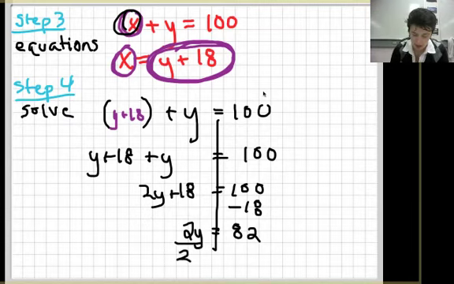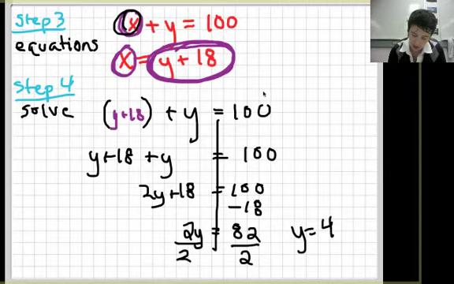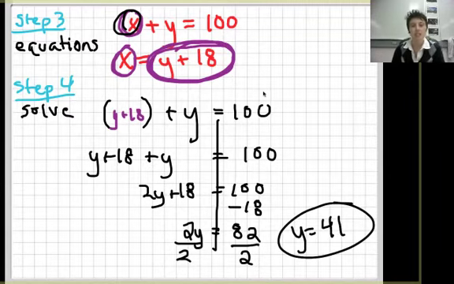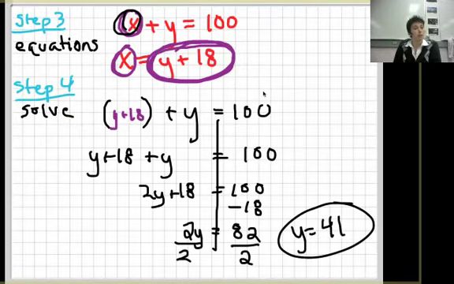2y equals 82, and we're going to divide by 2 on both sides. Divide by 2, divide by 2. And 82 divided by 2 is 41. So we get y equals 41. Now, isn't that exactly what we got when we did our table earlier? Remember our guess and check table? We got y equals 41 feet. That's how long the cable was. So exact same answer, different way of getting it.